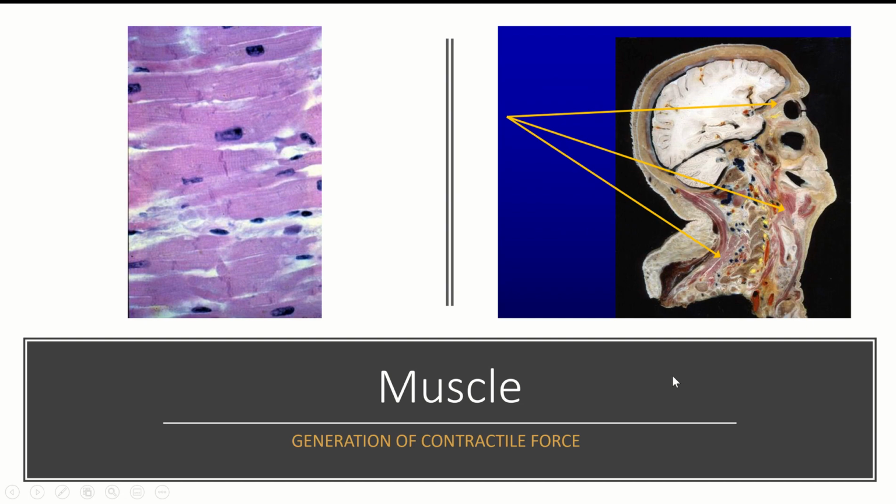Okay. The next one is muscle. Muscle is what's going to generate contractile force, right? When everybody thinks of muscle, they think of the big muscles in your body that you can voluntarily move, right? My biceps, my triceps. My heart, you can't voluntarily move, but it's a big chunk of muscle, right? So this is cardiac muscle.